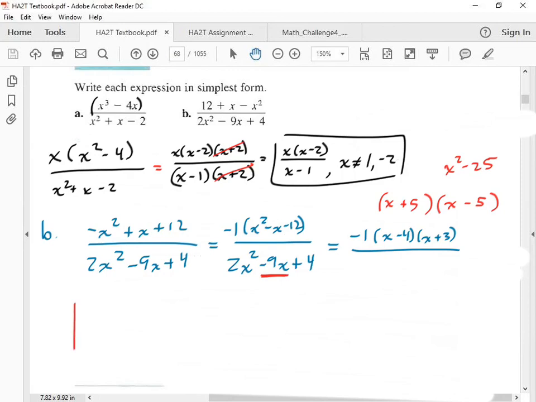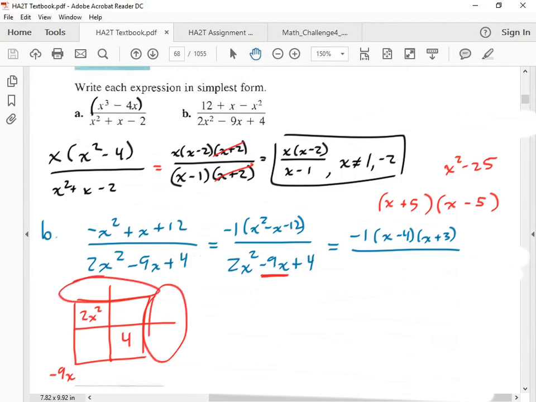Let's go back in time. You guys remember this table thing? All right, the 2x squared would go right here, and the 4 would go right there, and the -9x would go right here. Now you're trying to figure out what binomial goes there and what binomial goes there so that you can factor it like this one right here. But we need to know this number and this number. Once we know those numbers, then we can fill out the outsides. So how do we figure out those numbers?